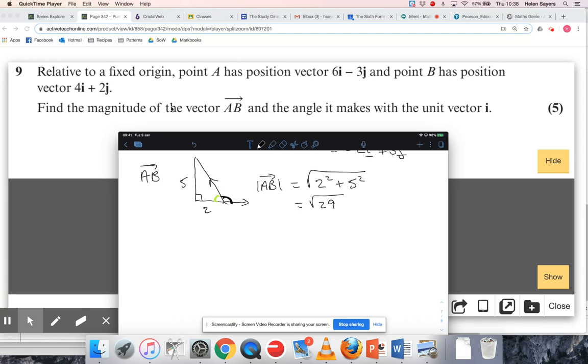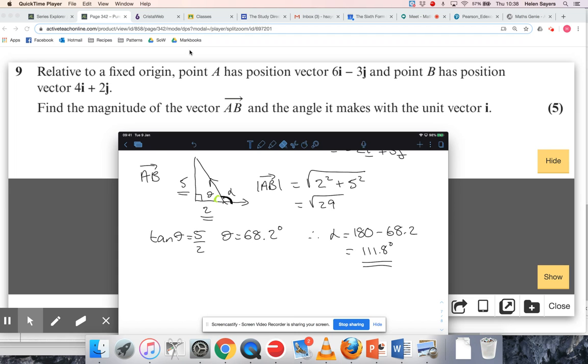Okay, so if I call that angle theta, so I've got the opposite and the adjacent sides. So tan theta is opposite over adjacent. So I stick that into my calculator. So inverse tan of 5 over 2 is 68.2 degrees. So the angle I actually want, let's call that alpha, is going to be 180 degrees minus that, and that's the angle it makes with the i.